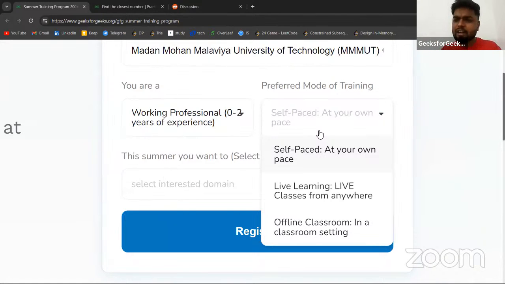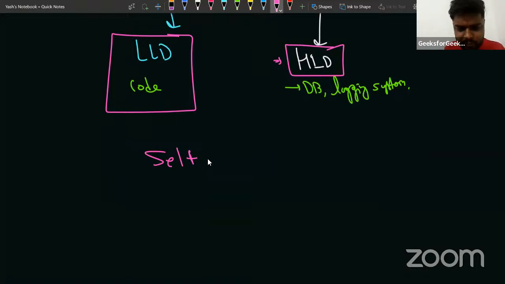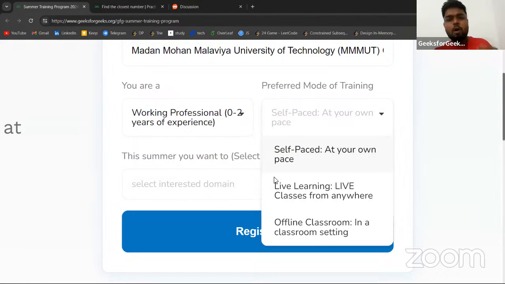Then you have three kinds of courses. I'll tell you about them. Basically, there is a self-paced course. What do I mean by self-paced? The name is explanatory: it is a recorded course. So you will get recorded problems. For example, if you're joining for DSA or system design, you will get recorded videos, articles, and practice problems for all of them. You will get support also if you have certain issues, and you can ask our team.